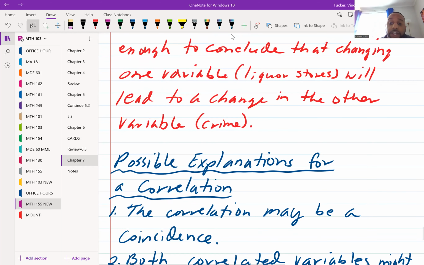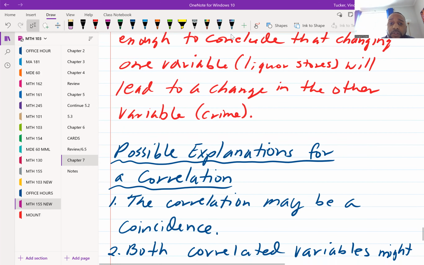First one is that the correlation may be a coincidence. It's maybe just something that just happened. The numbers just lined up correctly. So coincidence is possible. Anybody holding on to the red?